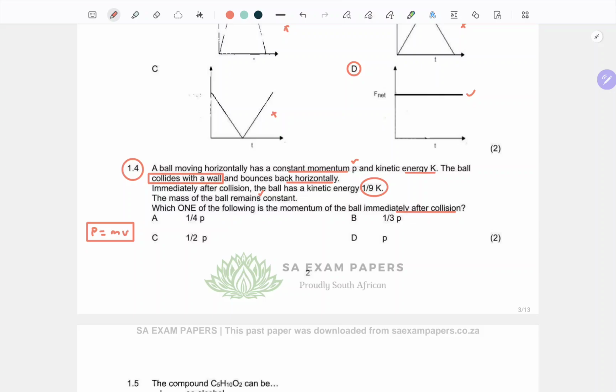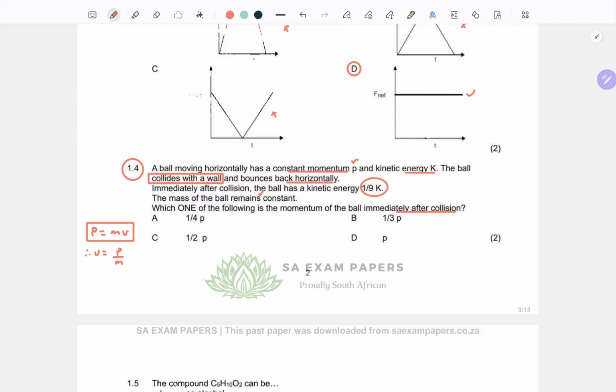Now, we want to know what would be the velocity after collision. But this question is a bit crazy because we see only P in here, so this is in relation to the original momentum. Now let's find out what is going on. We were told that if we make velocity the subject, V is going to be P over M. So that's something we can keep in mind.